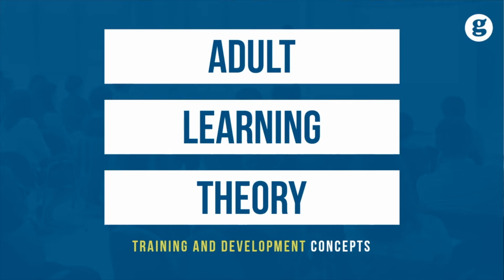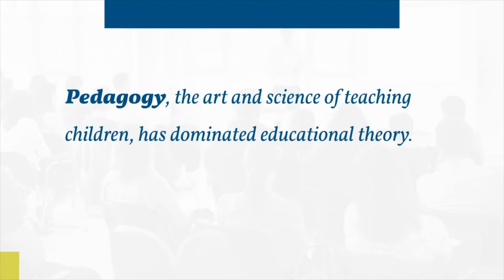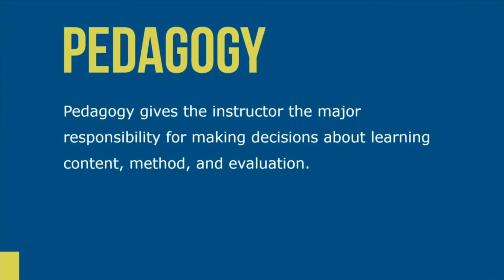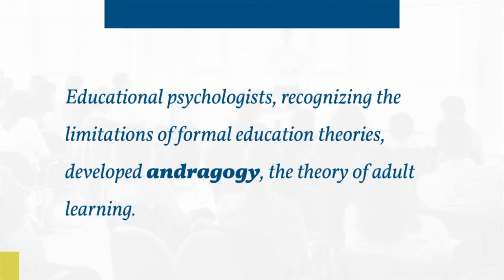Adult learning theory was developed out of the need for a specific theory of how adults learn. Most educational theories, as well as formal educational institutions, have been developed exclusively to educate children and youth. Pedagogy, the art and science of teaching children, has dominated educational theory. Pedagogy gives the instructor the major responsibility for making decisions about learning, content, method, and evaluation. Educational psychologists, recognizing the limitations of formal education theories, have developed andragogy, a theory of adult learning.